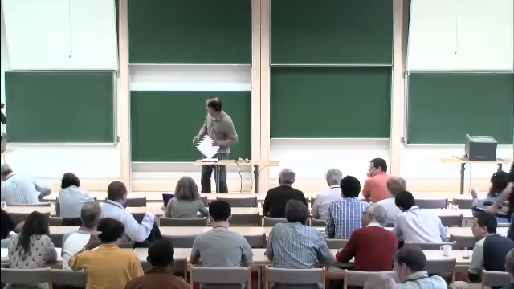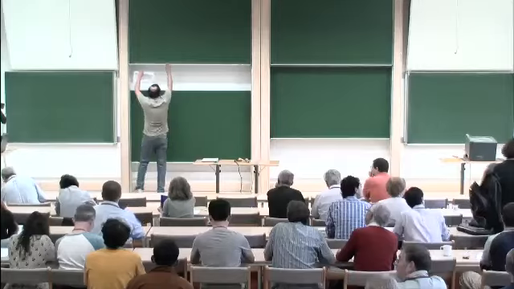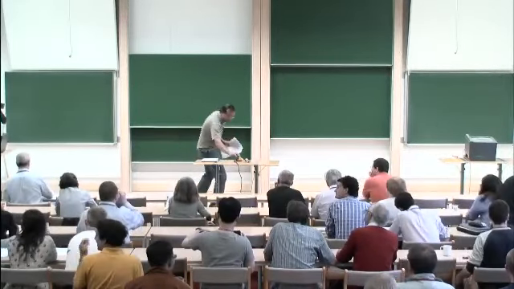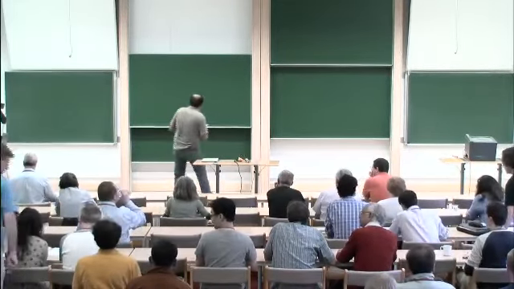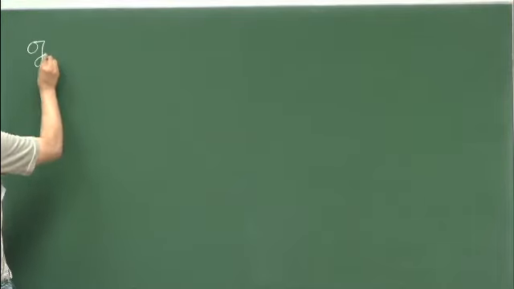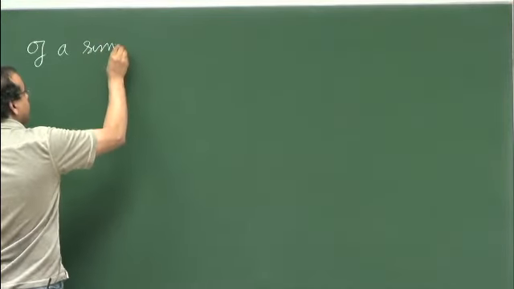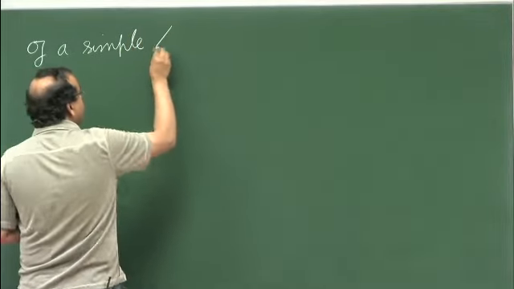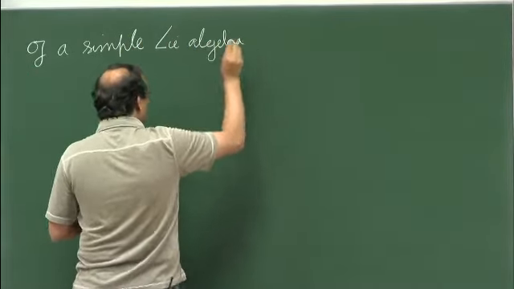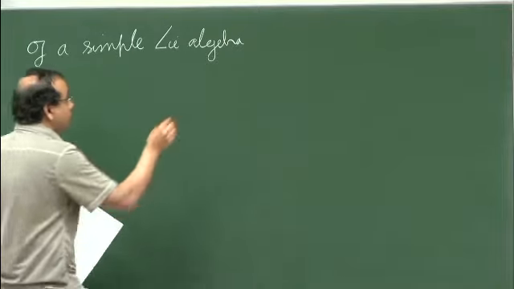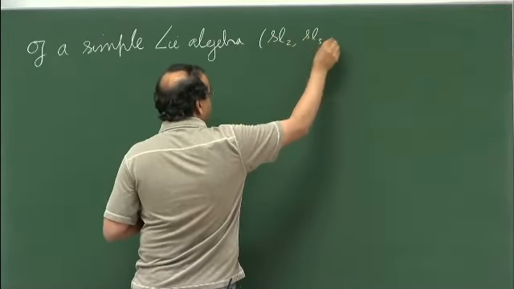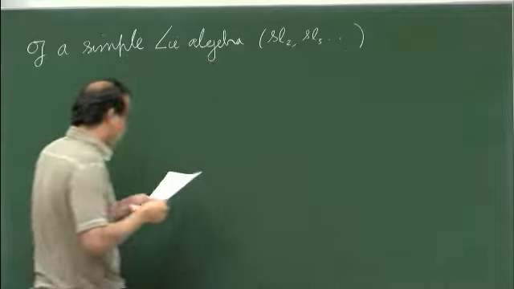Okay. So I'll start by setting the main players in this, and then describe what I'm going to do. So I'm going to fix a simple Lie algebra g, simple Lie algebra, characteristic 0, over C and all that. So you may want to think about sl2, for instance, or any of the others.